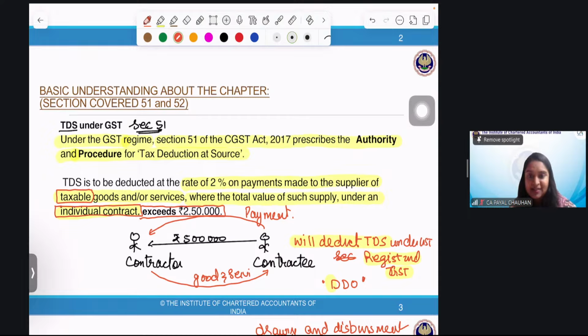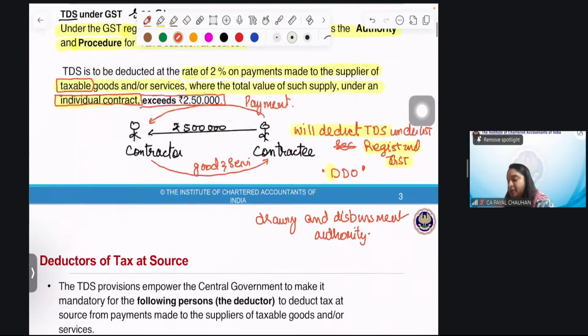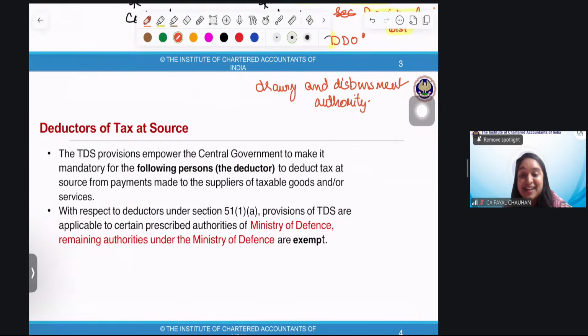If anyone in the class is unable to remember the rate of TDS, I'll give you one simple logic. 1 का 51, 1 का 2. See, you will remember: 51, 1 का 2. So, Section 51 is for TDS and the rate is 2%. I have small logics and those always help in exams to remember. Section 51, 1 का 2, that is, the TDS rate will be 2%. Perfect.